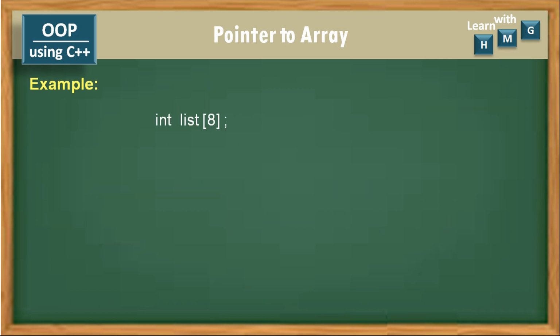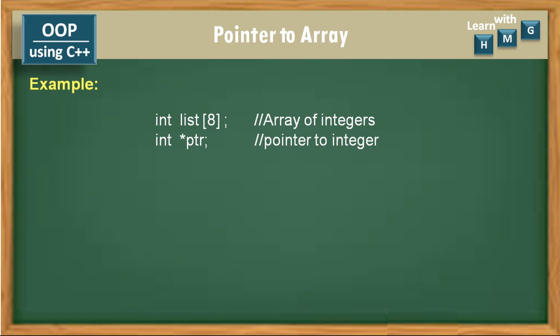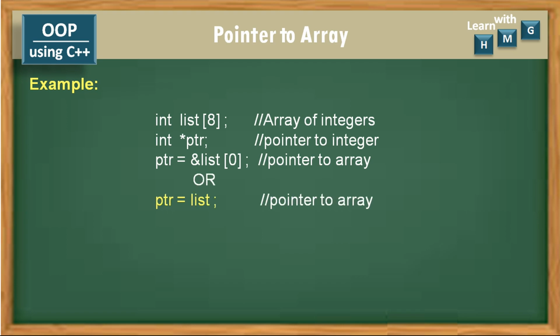Let us see the example. List is an array of 8 integers. ptr is a pointer pointing to integer type of value. Now ptr, that is a pointer, is initialized with the address of 0 element, that is ampersand list of 0, or you may go for list only, that is ptr is equal to list, that is also pointer to array.